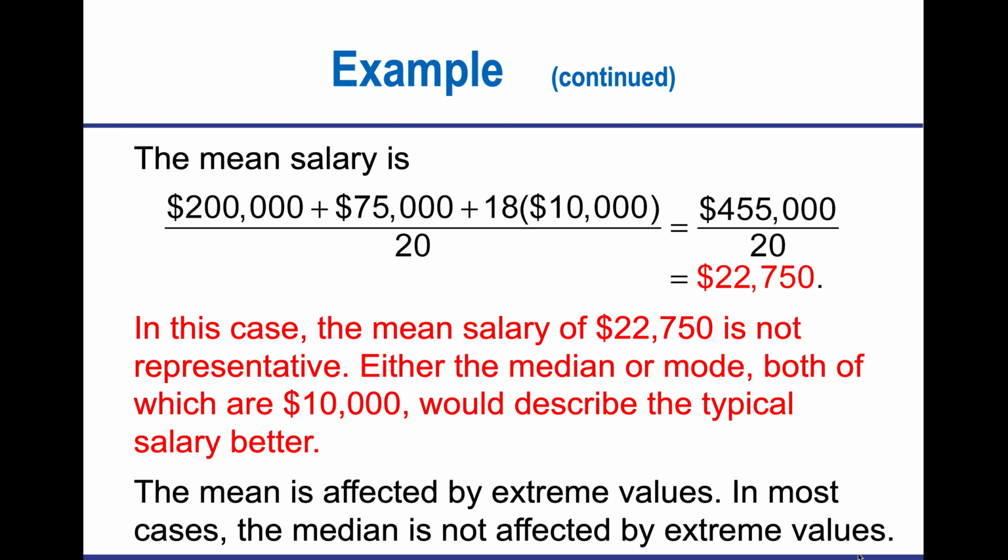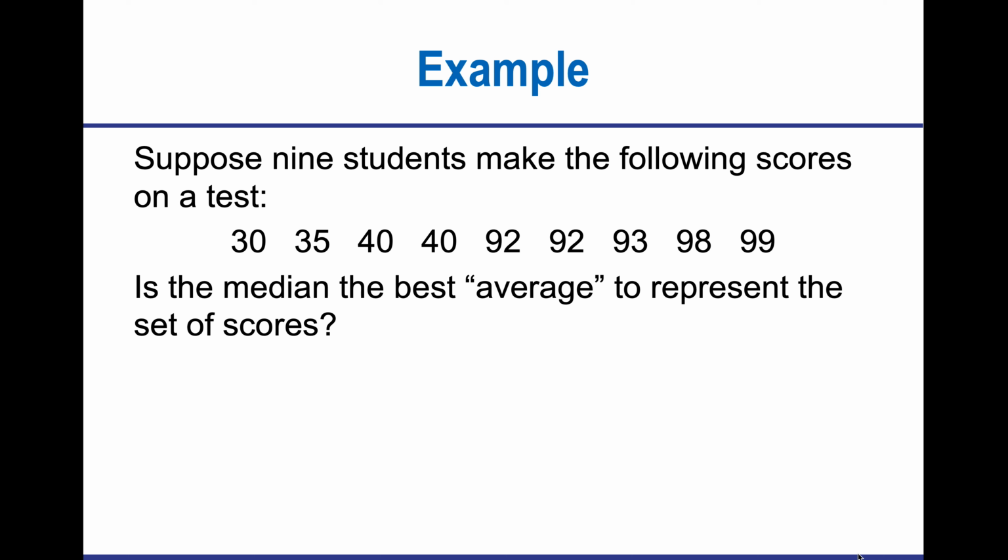And this is because the mean is affected by extreme values. That 200,000 is really pulling that mean a lot higher than the actual middle value. If 18 people made 10,000, the middle of my data set should be around 10,000. Let's look at this data set.